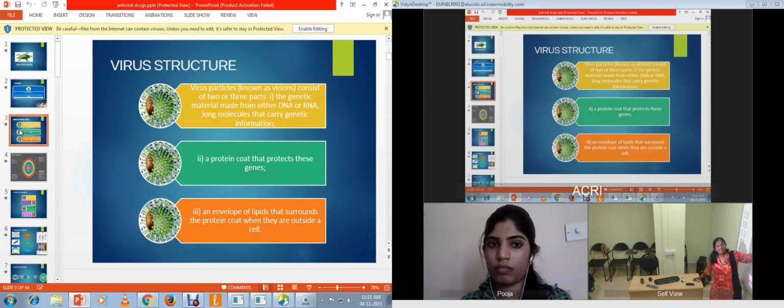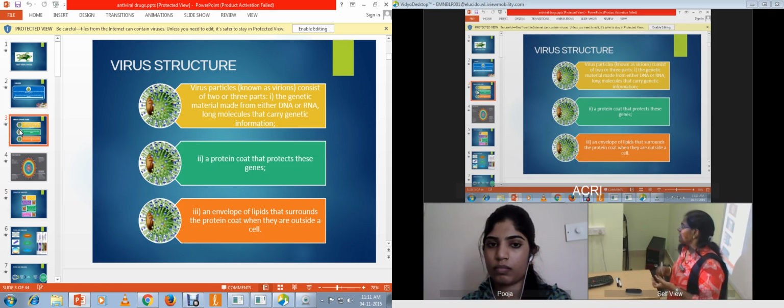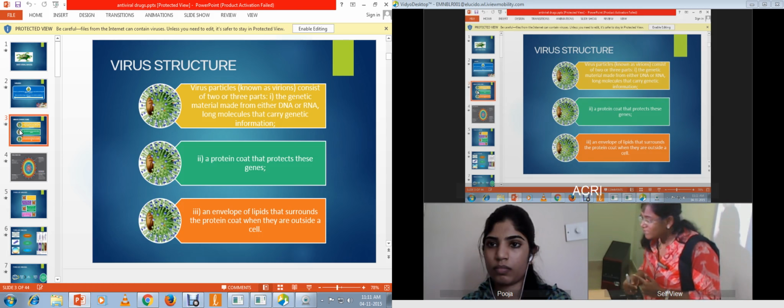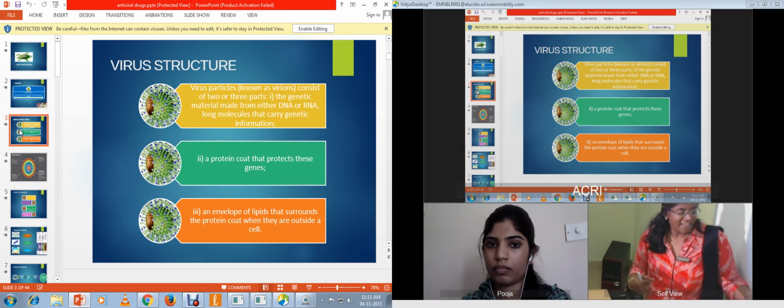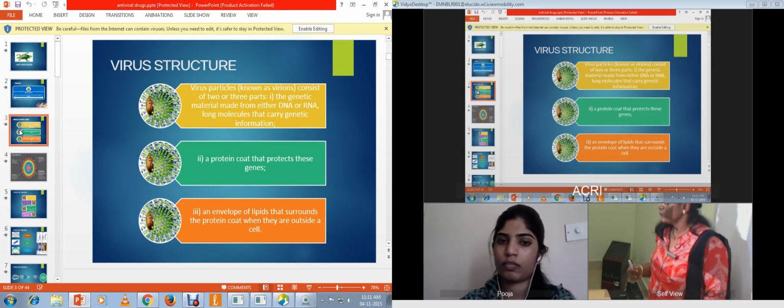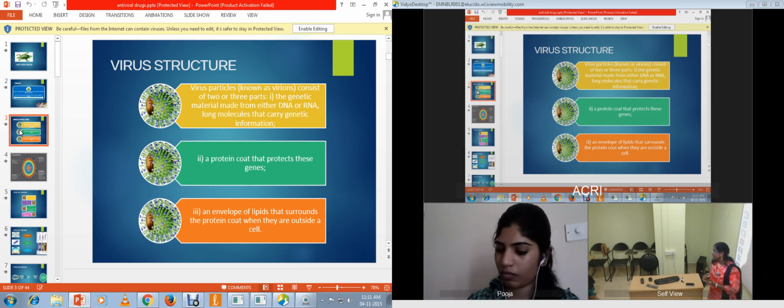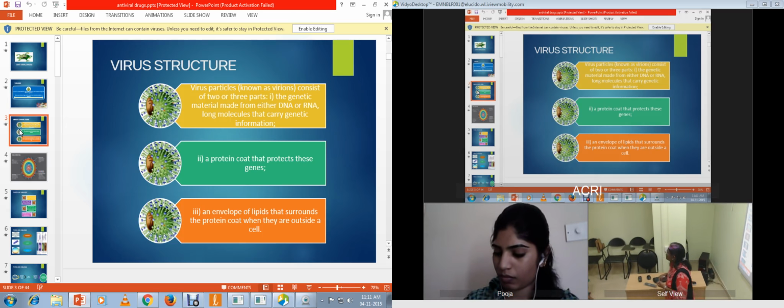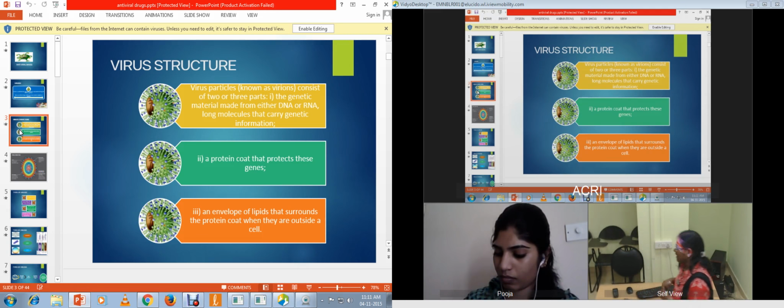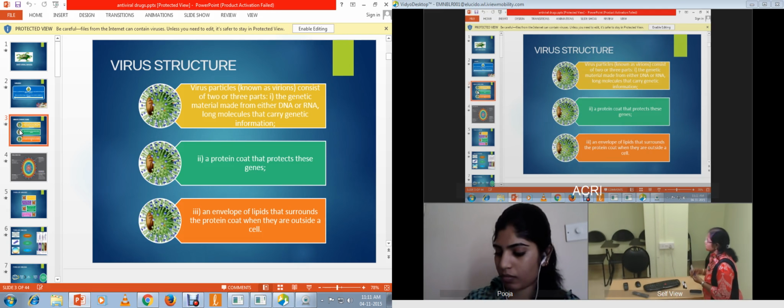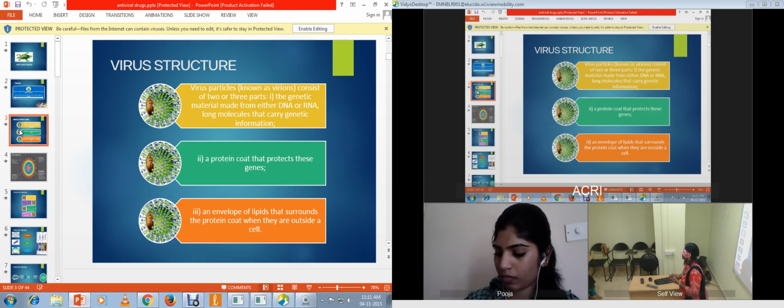Virus particles are known as virions. They consist of 2 or 3 parts. The first part is the genetic material, which may be either DNA or RNA. Next is a protein coat that protects the genes, and an envelope of lipid that surrounds the protein coat. These 3 parts you can find in a virus: the genetic material, a protein coat which protects it, and a lipid coat.